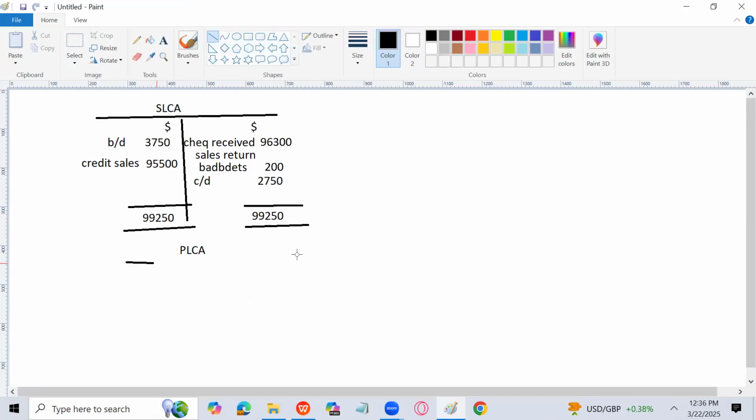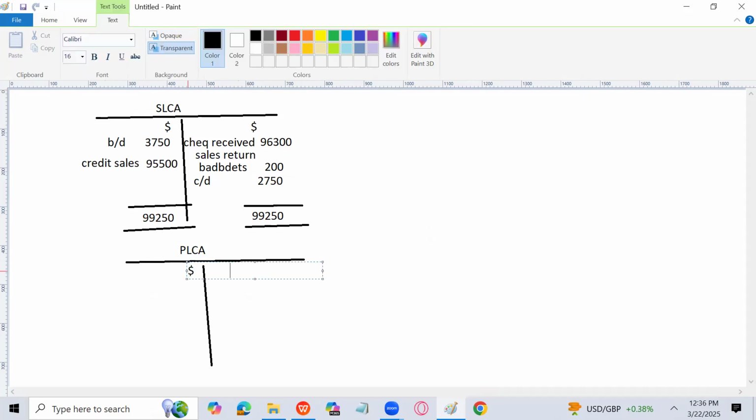Now I will prepare the purchase ledger control account in order to find credit purchases. Let's do that. I'll go for the dollar sign. Here I will write brought down. Here I'm going to write carried down.